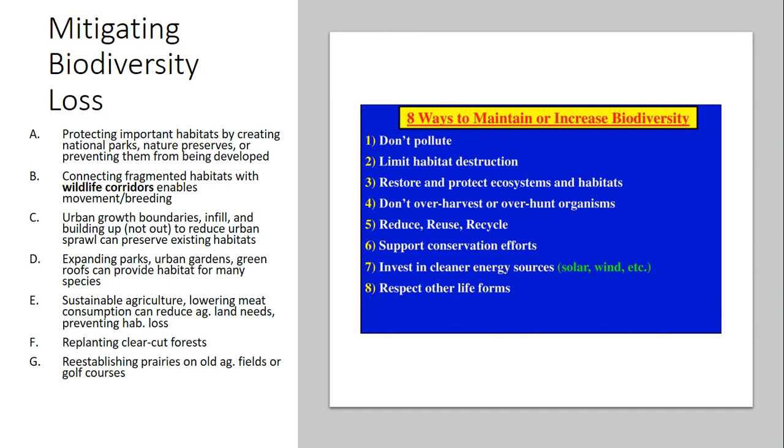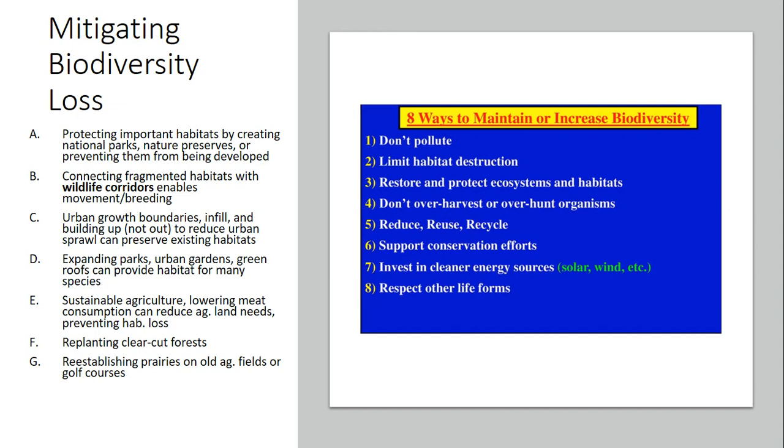In terms of urbanization, we can establish urban growth boundaries and prevent any more urbanization from then expanding and increasing that urban sprawl. We can potentially expand the parks that we have, create more urban gardens, green roofs, and city-like environments to make more habitats for species.